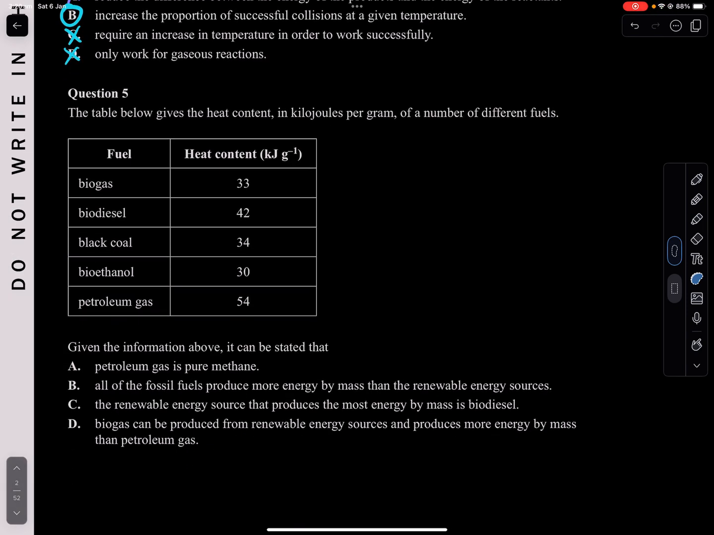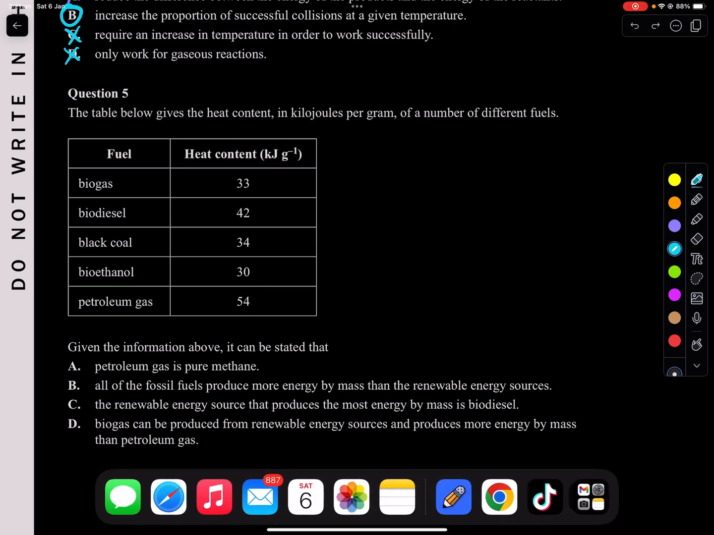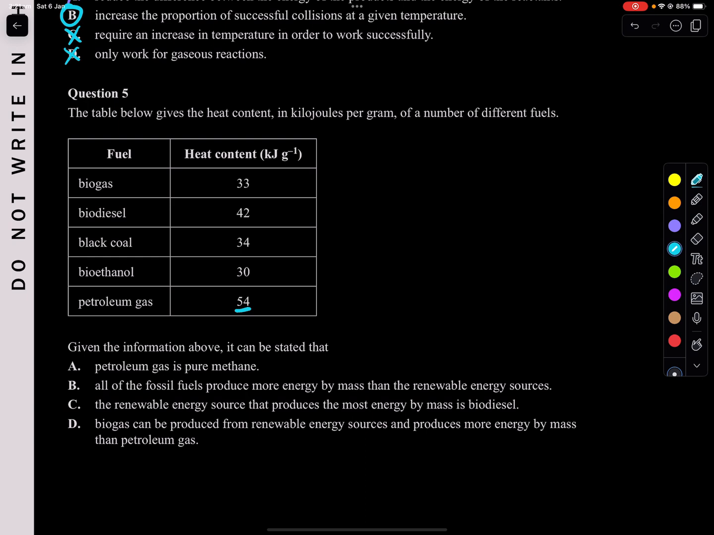Question 5. The table below gives the heat content in kilojoules per gram of a number of different fuels. So what do we have? We have the heat content: biogas, biodiesel, black coal, bioethanol, and petroleum gas. Given the information above, it can be stated that petroleum gas is pure methane. Well, if it was pure methane, what do we know? It should have the same energy content as methane gas in terms of kilojoules per gram, if it was all pure methane. And we can check that. So look at petroleum gas, it's 54.